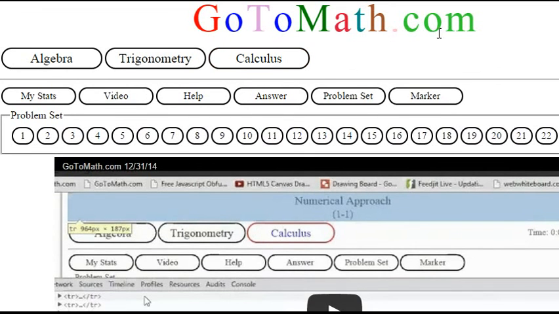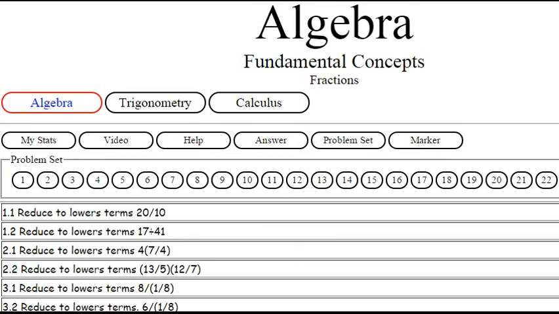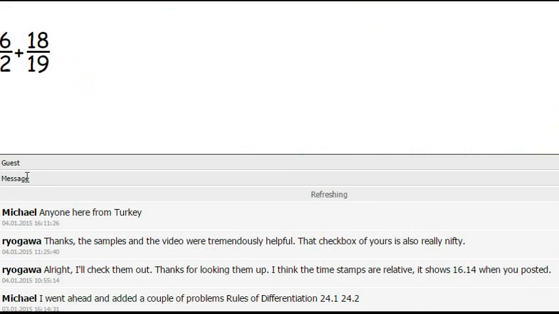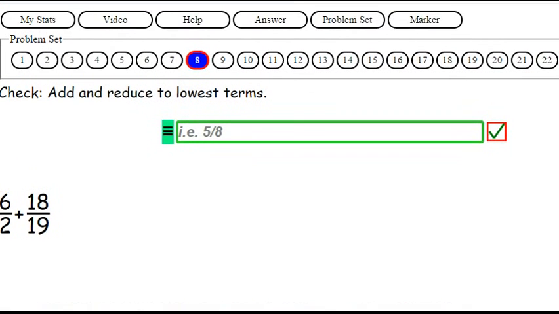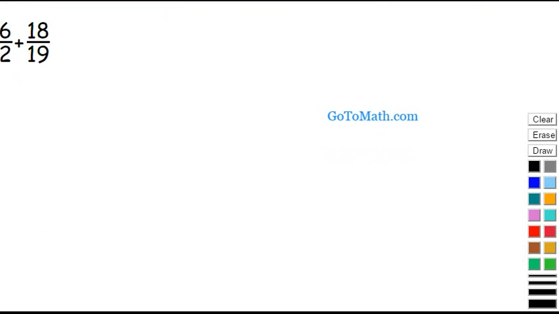Okay, so we're over here at gotomath.com, if you hadn't noticed. We're working on fractions. Did you see that in the algebra section? Let's see, 7.2, 8.1. Looks like that's what's going on. Let's click on the marker board so we can write this thing up.